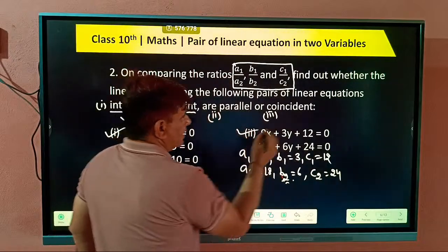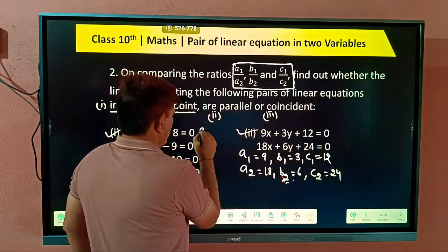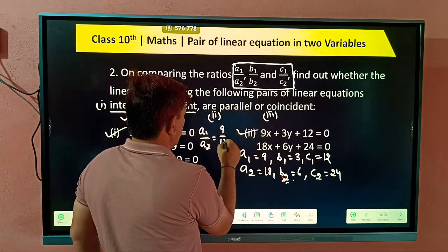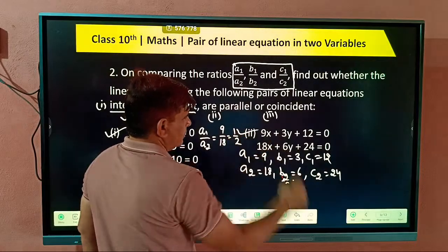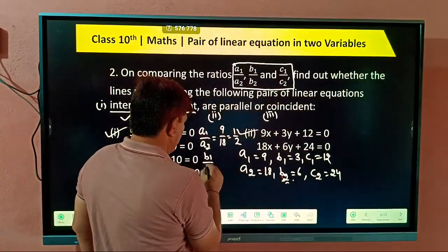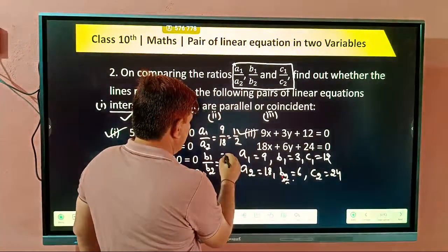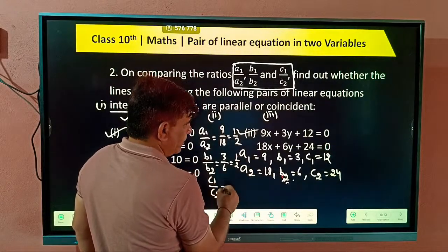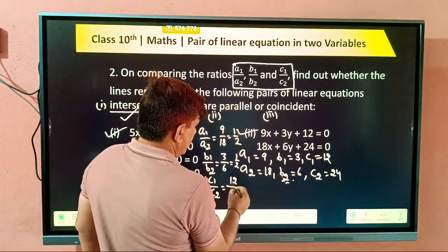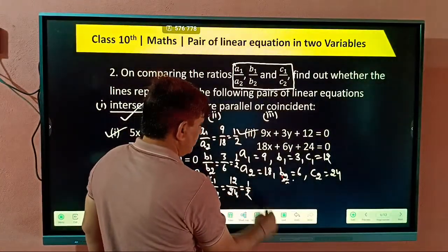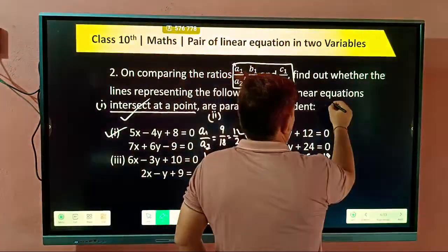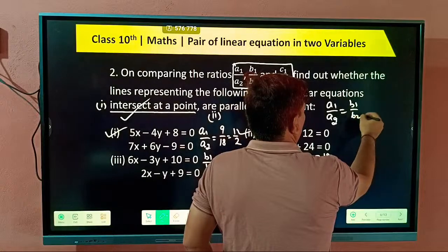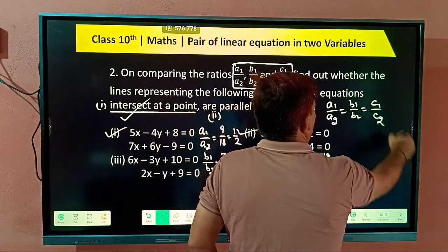Compare this: A1 by A2, meaning 9 by 18, which is equal to 1 by 2. B1 by B2 is 3 by 6, which is again 1 by 2. C1 by C2 is 12 by 24, which is again 1 by 2. So what's the condition? A1 by A2 is equal to B1 by B2 is equal to C1 by C2.